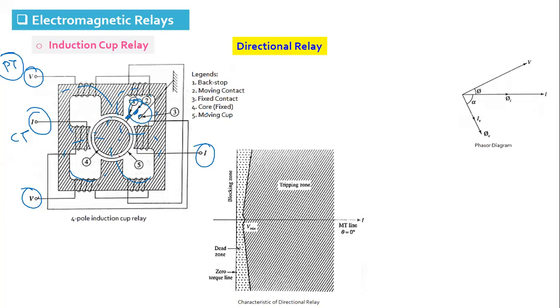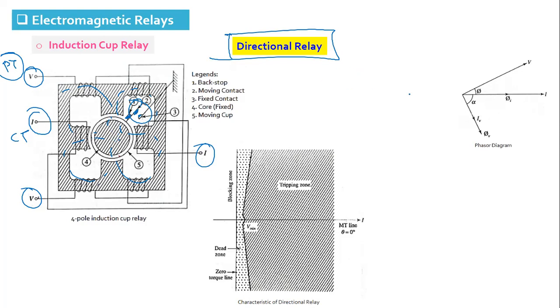So what is the operation of this relay? Under normal conditions, the directional relay is used to identify the direction of fault, whether the fault is in the forward direction or reverse direction. Because in a power system, sometimes it is required to identify the direction of fault also, and this type of relay is used where direction estimation is required.